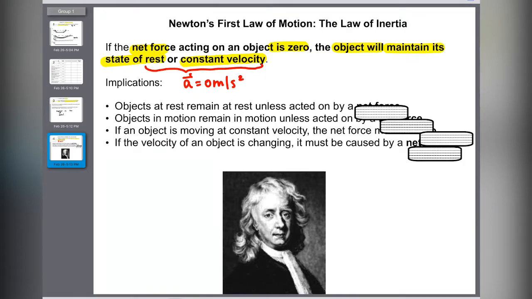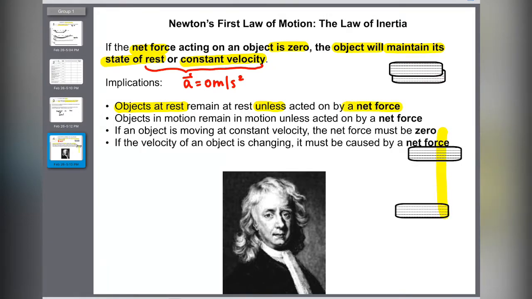The implication of it is that an object remains at rest unless acted upon by a net force. So the object maintains rest unless there's some net force acting on it. Another implication is that an object in motion will stay in motion unless there is a net force acting on it. If the object is moving at a constant velocity, it's saying that the net force is 0. And finally, if the object is changing speed, there must be a net force.